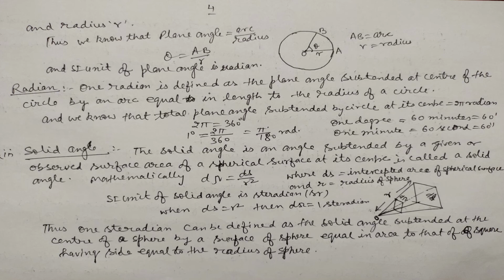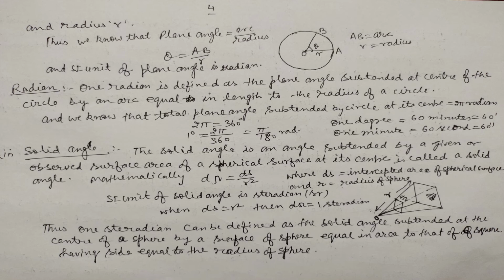So second, now the solid angle. This is the second supplementary physical quantity. So what is solid angle? The solid angle is an angle subtended by a given or observed surface area of a spherical surface at its center is called a solid angle.